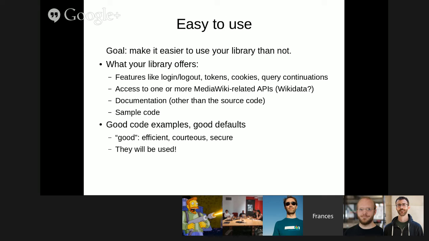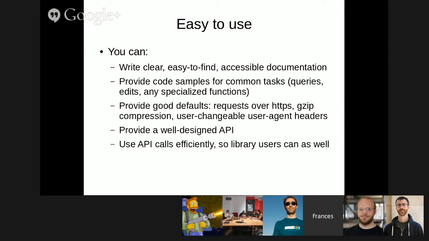And when I'm talking about good here, what I mean is efficient and courteous and secure. So if you can make your underlying library code efficient in terms of API calls, that's work that allows your developers to do that. If you have your library defaults lined up with what's expected for MediaWiki API clients, then those are changes that your developers don't have to make. And if you're using HTTPS for your requests by default, then that's again a choice that developers writing the API clients don't have to make.